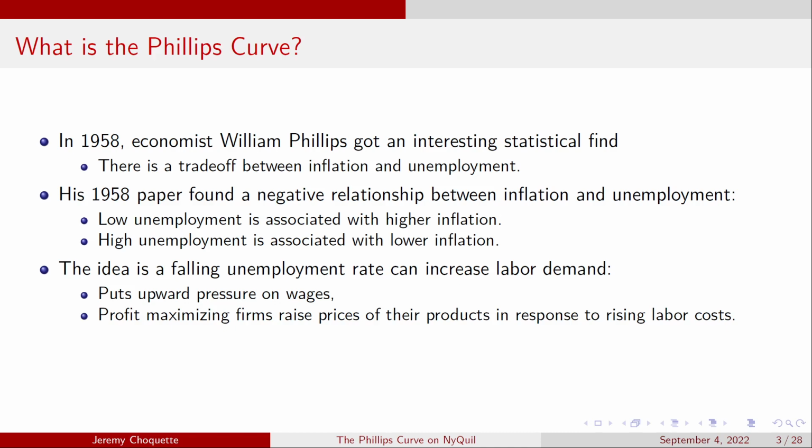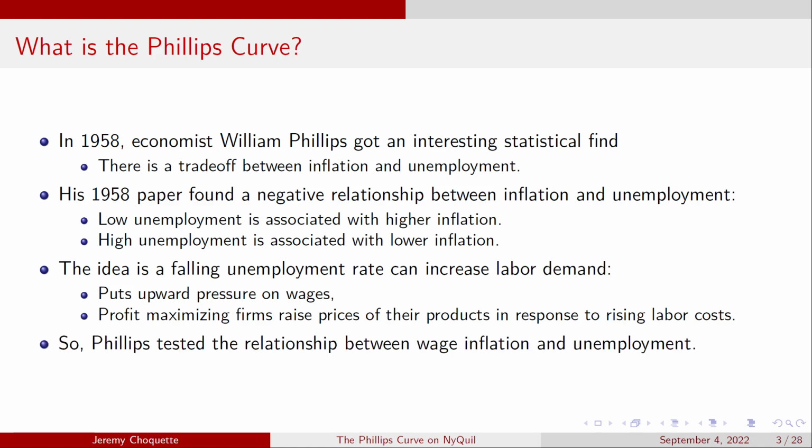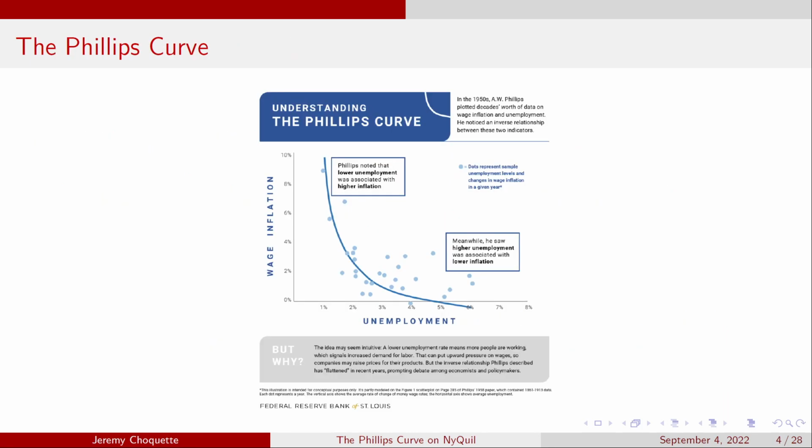Now, while firms are willing to pay top dollar for top quality labor, bear in mind they are profit maximizing. So they respond to their increase in labor costs by raising the prices of the goods and services that they provide to the market. So what Phillips did is he tested the relationship between wage inflation and unemployment. And this is more or less what he found. These little blue dots here are each observations. It is some pair of unemployment and inflation. And this blue curve is the estimated Phillips curve. This is the estimated relationship between inflation and unemployment.